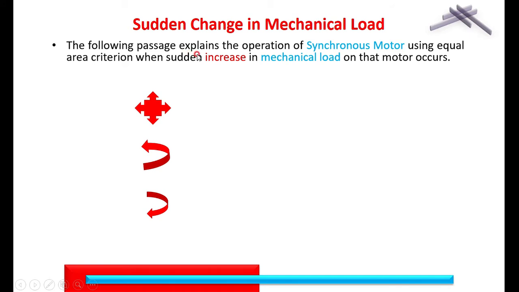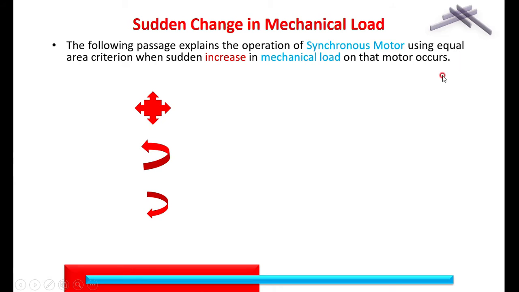The following passages explain the operation of a synchronous motor, that is, the effect of a sudden change in the mechanical load on a synchronous motor. But be very careful, this is a synchronous motor. On the synchronous motor, the mechanical load is nothing but the mechanical power output, which we call PS, whereas the input of the synchronous motor is PE.